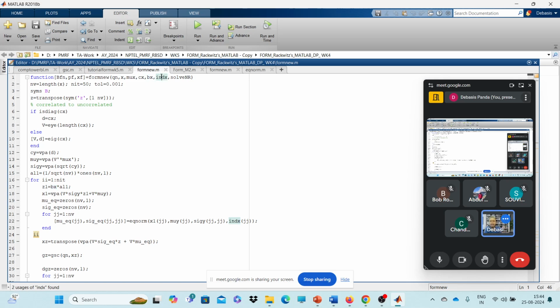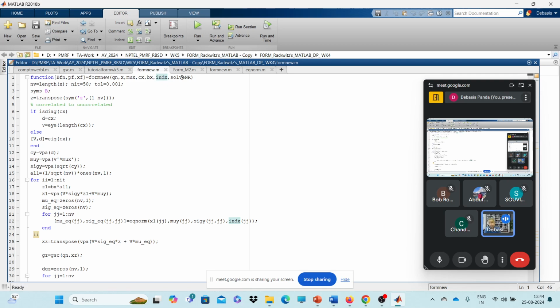Now index, I have provided index. That means using those indexes, I will differentiate between the random variables. If I have a normal random variable, I provide the index 1. If I have a uniform random variable, I provide the index 2. I will tell you when that index will work.